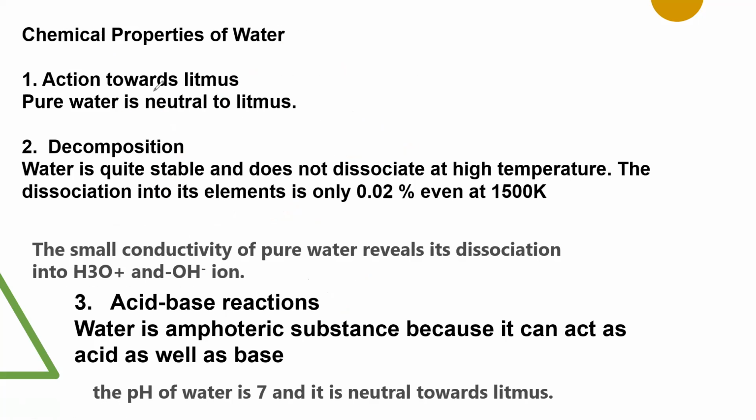Action towards litmus. Pure water is neutral to litmus. Pure water is neutral. As we already know, it has no effect on litmus paper. Neither does it convert the litmus paper to blue or red color. Water is quite stable and does not dissociate at high temperature. The dissociation into its elements is only 0.0002% even at 1500 kelvins. So that's why water is quite stable.